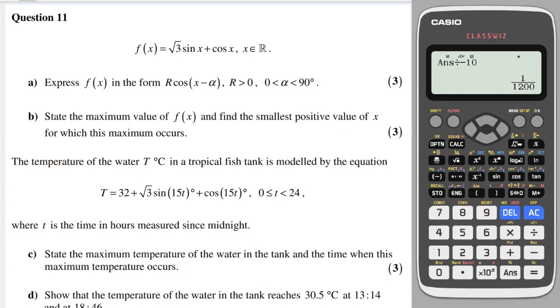Okay, question 11. I can see here that I want to convert it to R cos. So if I want to convert it to R cos, then the coefficient of the cos is my value for a. So in this case, a equals 1. And therefore, the coefficient of the sine is my value for b. So b equals root 3.